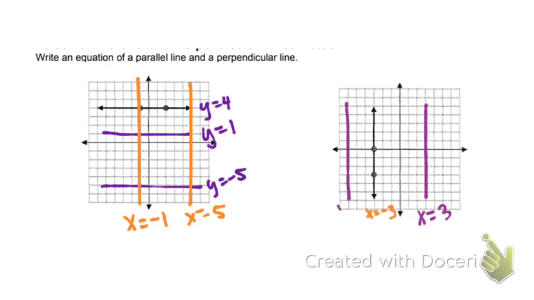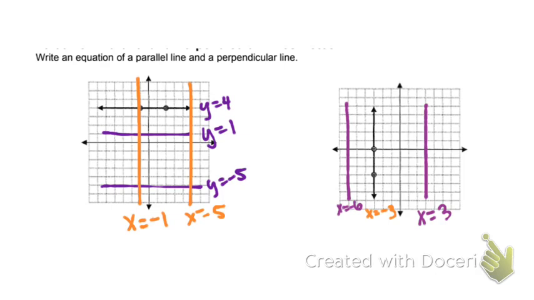So x would be negative 6. Okay, so those are parallel to my given line. Now for your perpendicular line, our perpendicular line is going to be a horizontal line.